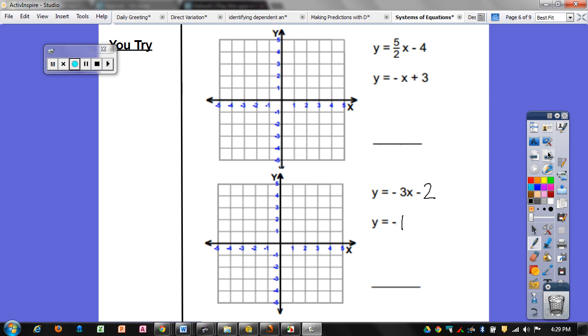Right here is the U-try. This is what you're going to do on your own before you come into class, and then we'll talk about these in class tomorrow.